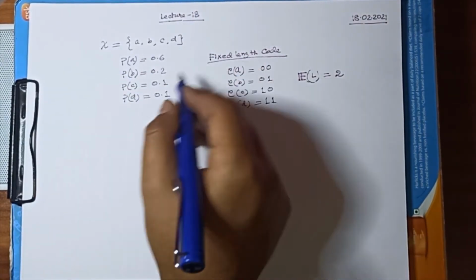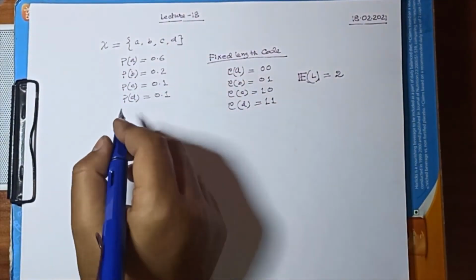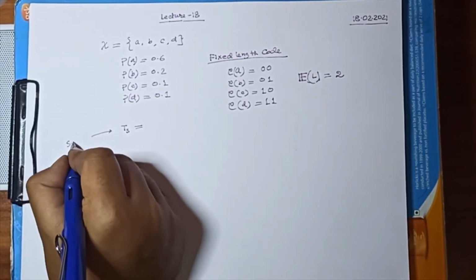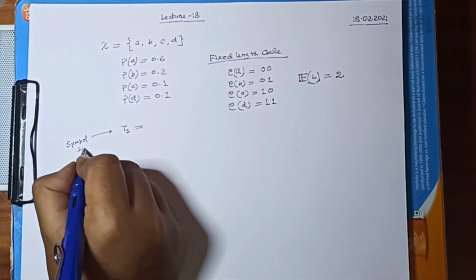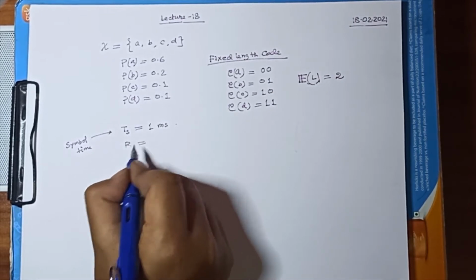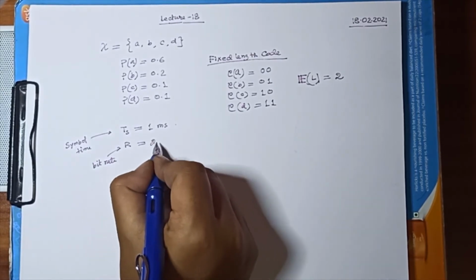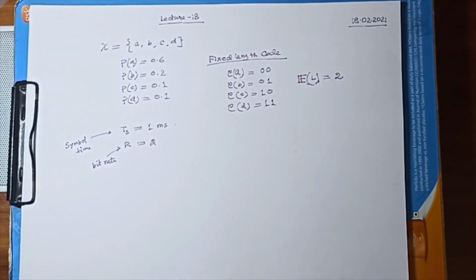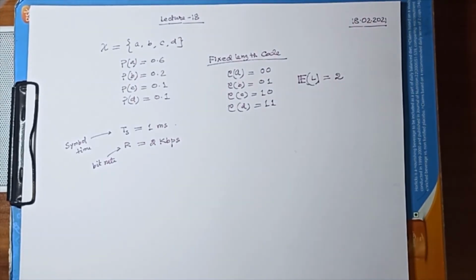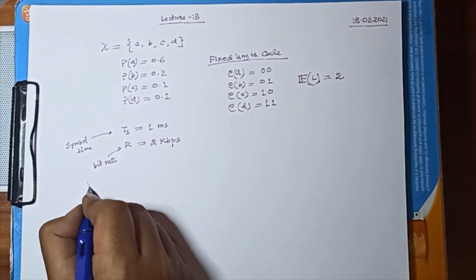Suppose that one symbol is emitted every 1 millisecond or something like that. So suppose T symbol, this is the symbol time, is 1 millisecond. Then what is the bit rate R? It will be 2 bits per symbol, so 2 bits per 1 millisecond, which is 2 kbps, 2 kilobits per second. Now I'll assign a different code, a variable length code.